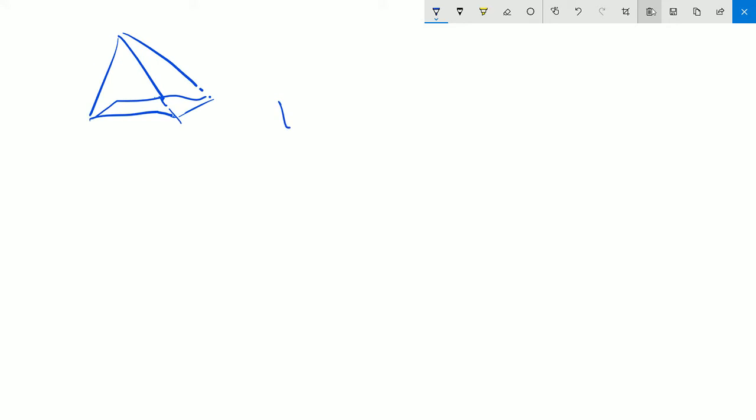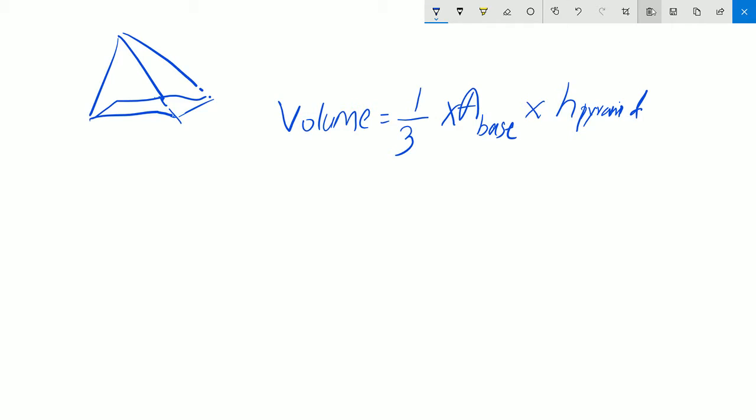The general formula that we use to calculate the volume of a pyramid is 1 by 3 times the area of the base times the height of the pyramid. So the base here can either be square, rectangular, triangular, or circular. So we're going to put in the values accordingly. If we have a squarish base, then we're going to use the formula for the area of a square.